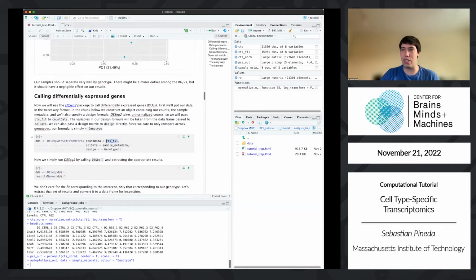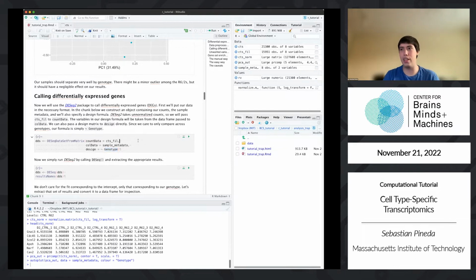Now what we're going to do is feed our counts and our metadata, and create an object that this software package will take to automate the differential gene expression analysis for us. And then we're going to tell it what variable we want to compare. In this case, we have only one variable. That variable is our genotype, and we want to know the difference between R62 and control.